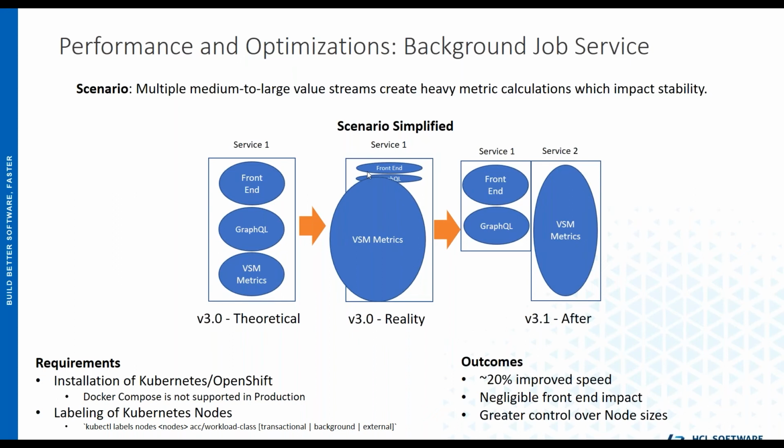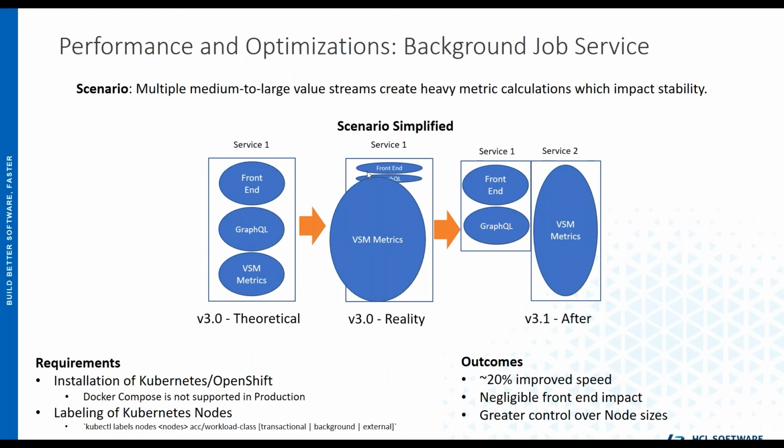So we have our front end, we have our GraphQL, we have our various VSM metrics, and in a perfect world, they all lived harmoniously together. Unfortunately, what happened was these VSM metrics really started to overtake and grow into the other services and started to impact them, both impacting what the other services were capable of doing, but also, frankly, expanding past the available node. So what we've since done is separated them out.